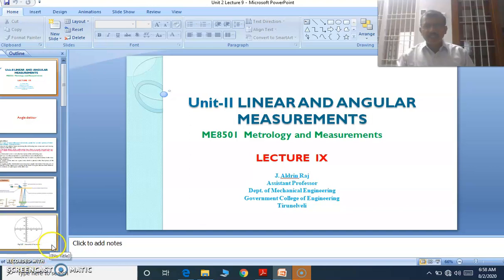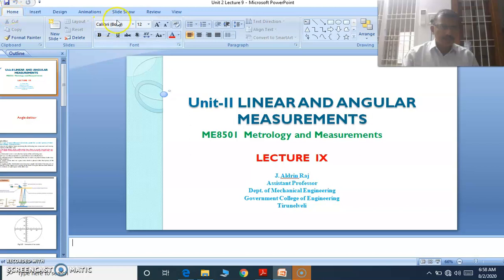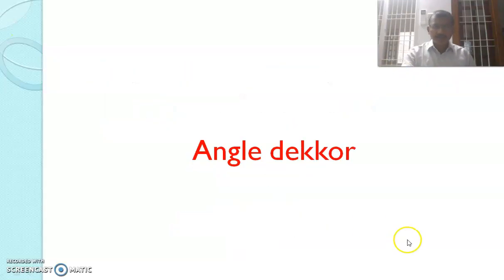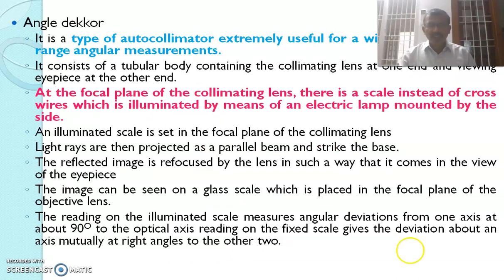Good morning. In this lecture, the angle dekkor and the angle alignment telescope have to be studied. Angle dekkor. Angle dekkor is a type of autocollimator, extremely useful for a wide variety of short range angular measurements. It is very much similar to the autocollimator and works on the same principle.